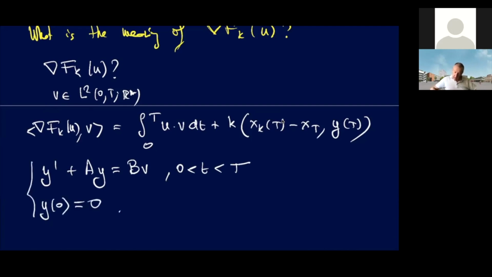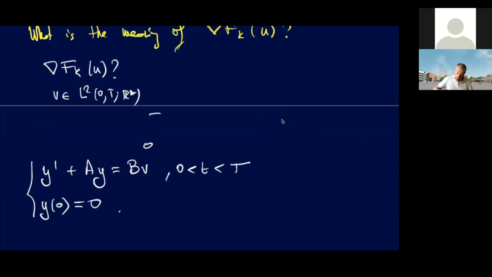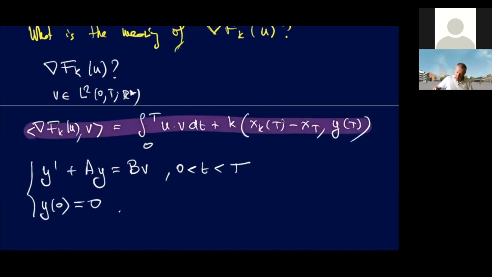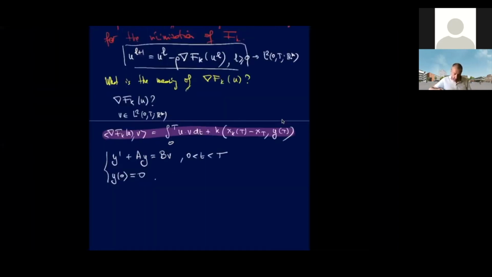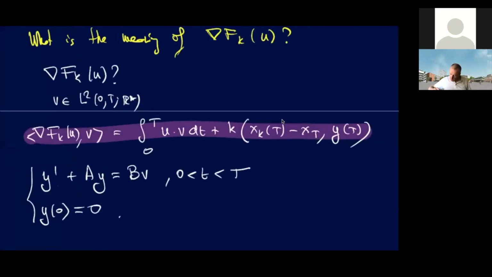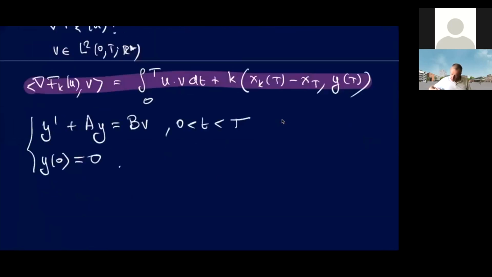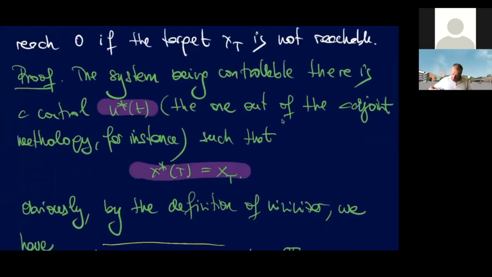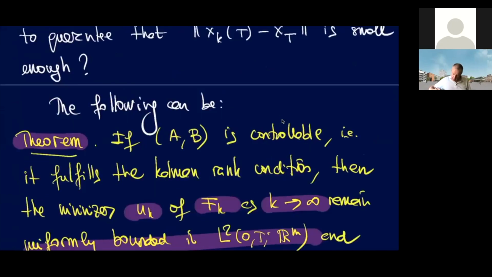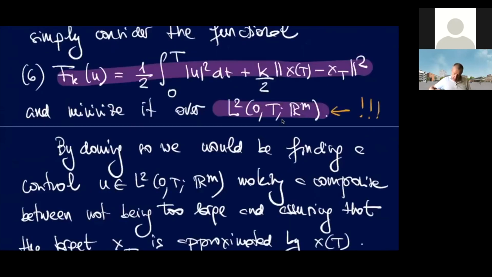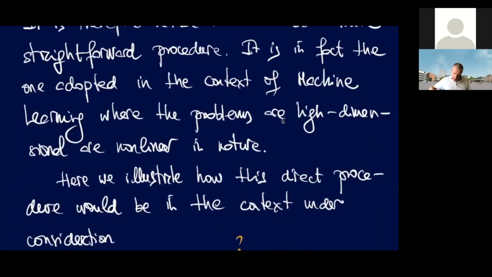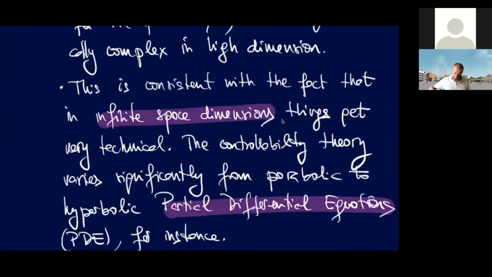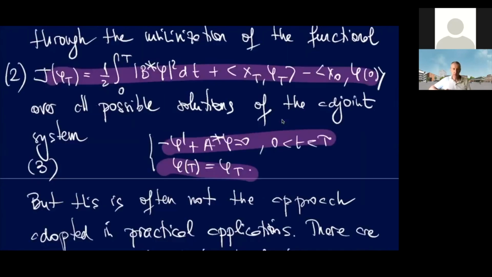So why such a structure on the gradient? The reason is the following. Let's go back to the functional. It was here, right? Where is our functional? So here is the functional.